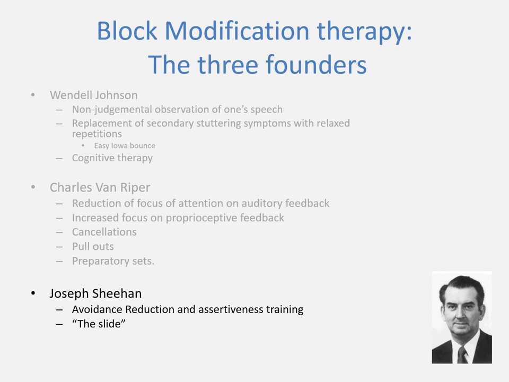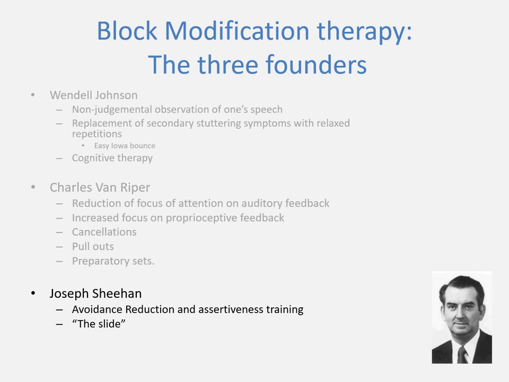The third founder of block modification therapy was Joseph Sheehan. Sheehan was a psychiatrist who specialised in stammering and who had also once been a severe stammerer himself. He had studied under both Wendell Johnson and Charles Van Riper and adapted their versions of block modification therapy to bring it in line with some of his own beliefs about the nature of stammering.